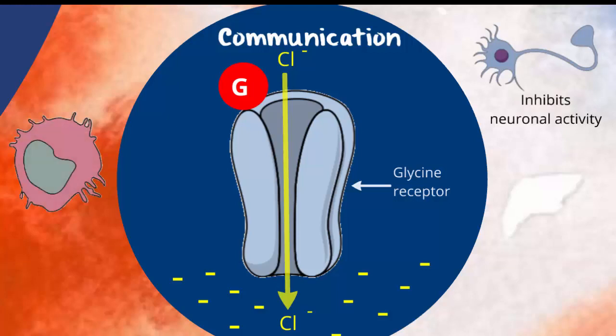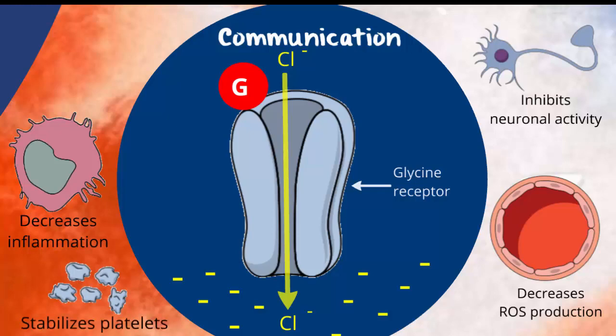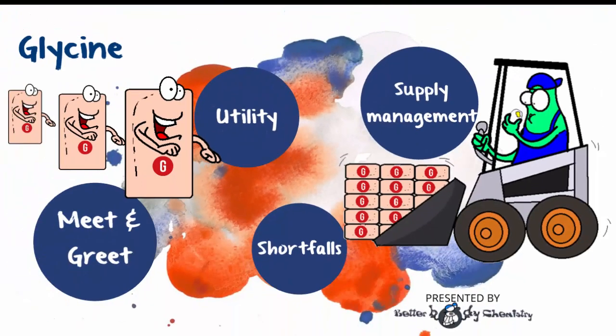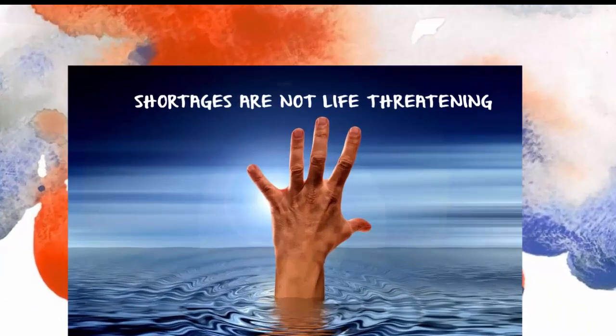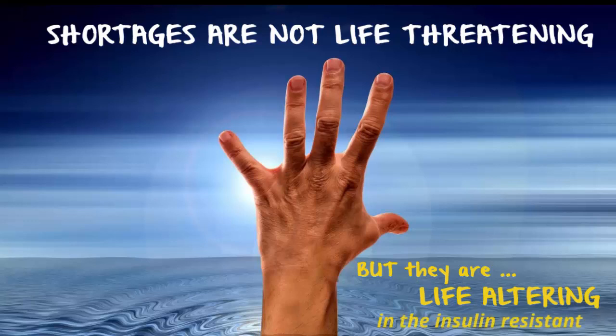They're on immune cells, and here it decreases inflammation. They're also on endothelial cells, where they help to decrease reactive oxygen species production. And on platelets, they end up stabilizing the membranes. And they're on beta cells, which brings us back to the point. If you're insulin resistant, glycine levels are down. Now, these shortages are not life-threatening, but they are probably impacting quality of life and potentially contribute to the bad body chemistry underpinning insulin resistance.